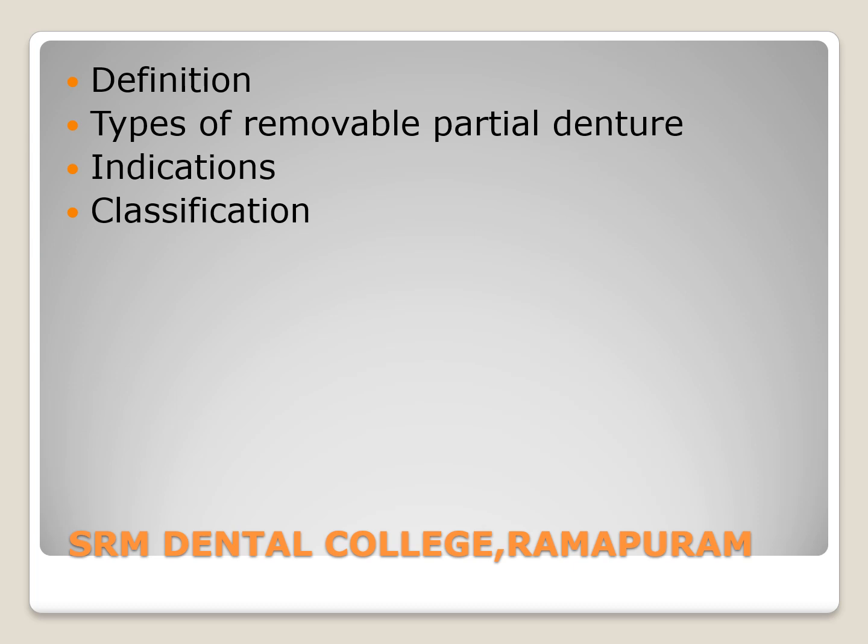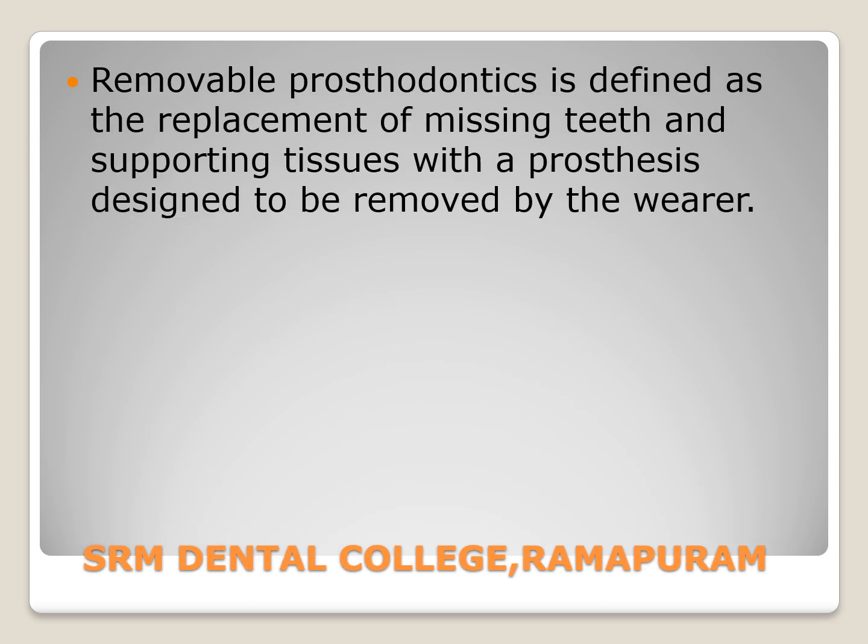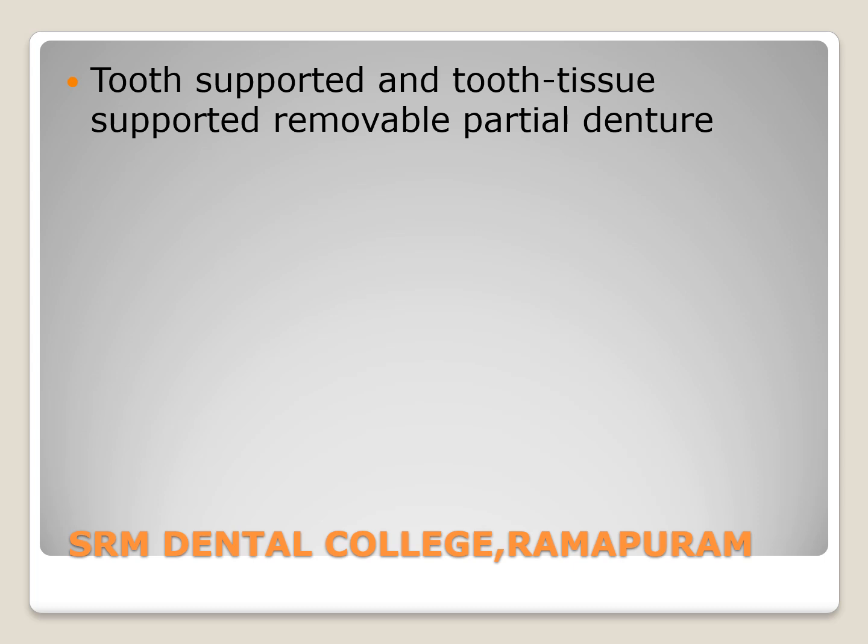partial dentures. First, definition. Removable prosthodontics is defined as a replacement of missing teeth and supporting tissues with a prosthesis that is designed to be removed by the wearer. That's called the removable prosthesis. And in classification, we have two types of RPDs. One is entirely tooth supported RPD, and another is both tooth as well as tissue supported RPD.